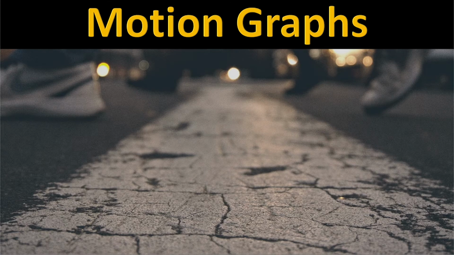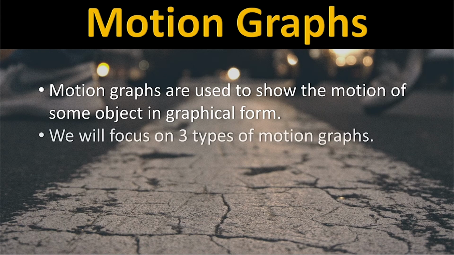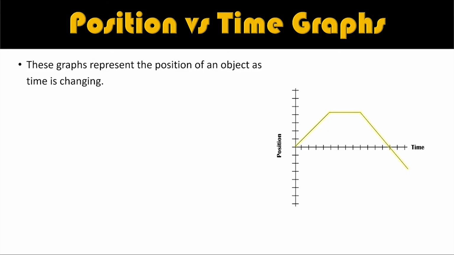Now let's start talking about motion graphs. What do motion graphs do? Motion graphs are used to show the motion of an object in some sort of graphical form. We're going to look at a graph and figure out what kind of motion is happening. We're going to focus on 3 different types of graphs: position versus time graphs, velocity versus time graphs, and acceleration versus time graphs. We're going to figure out how an object is moving based off of those graphs. The first one we're going to talk about is the position versus time graph.